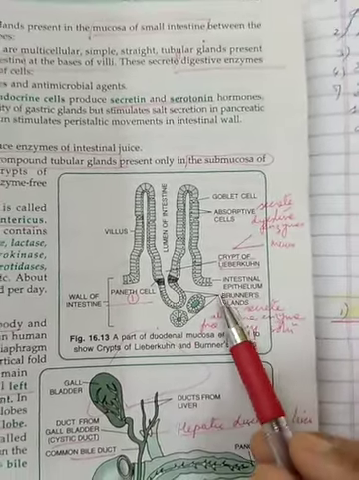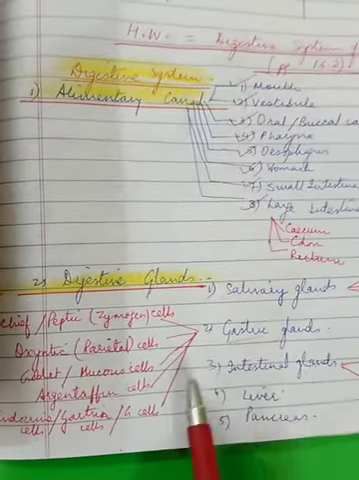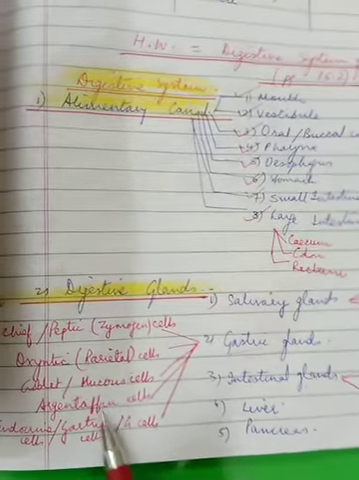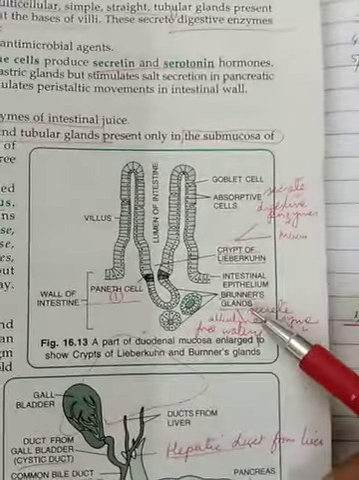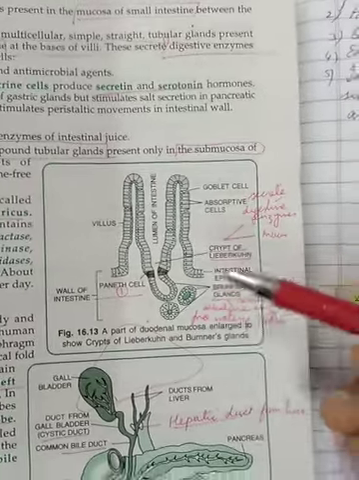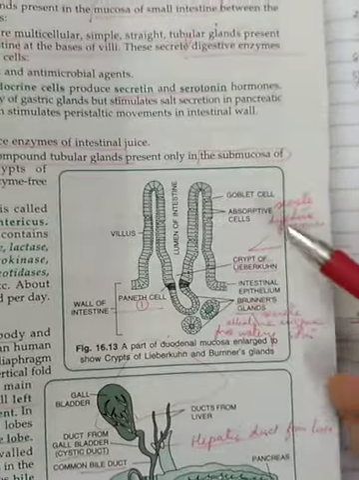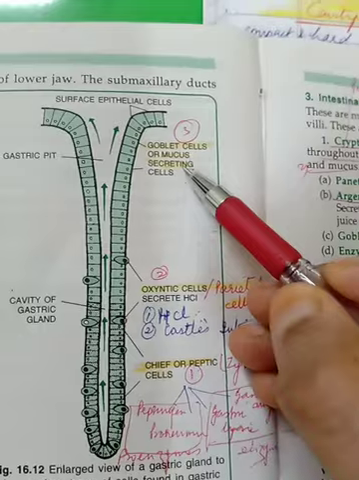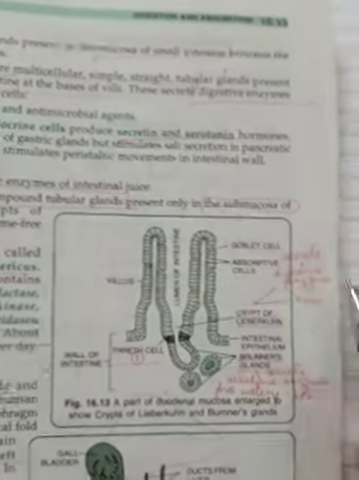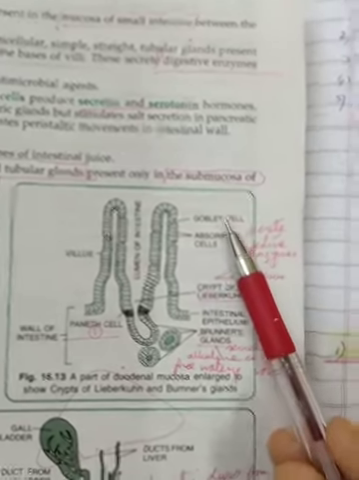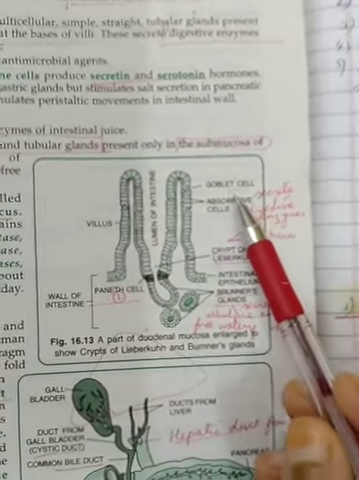The second, same name, argentaffin cells, that was present here in the gastrin. Same cells are present in the crypts of Lieberkühn also, and they function the same way, that is they secrete serotonin, the vasoconstrictor. Once again the third type, goblet cells. See, here also they were present in the stomach, the gastric gland, and here the intestinal gland also they are present. You can see the goblet cells, function is the same, they secrete mucus.